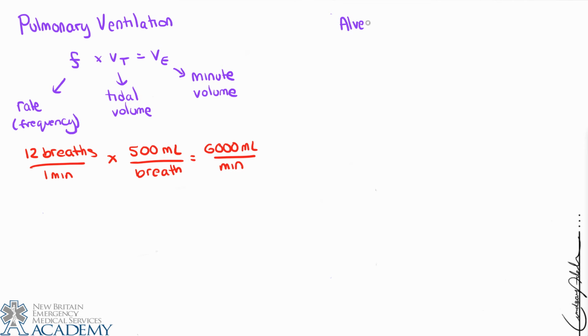Now we also have to consider alveolar ventilation. So we mentioned earlier that alveolar ventilation considers how much air is actually being exchanged at the alveoli, and so we're going to take into consideration something called dead space. So this time we'll multiply frequency times tidal volume minus dead space, which is going to get us our alveolar ventilation.